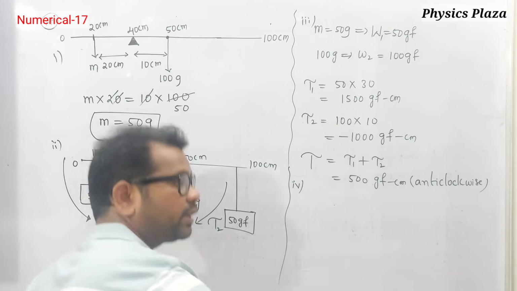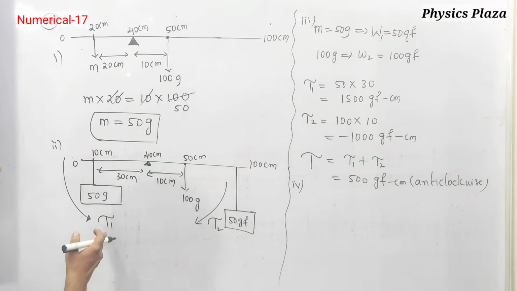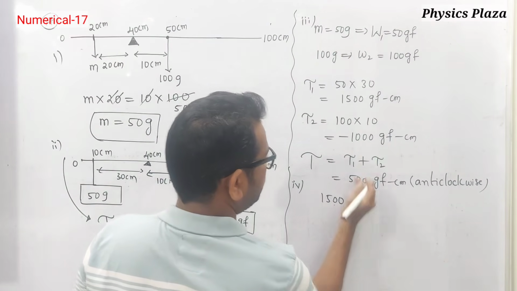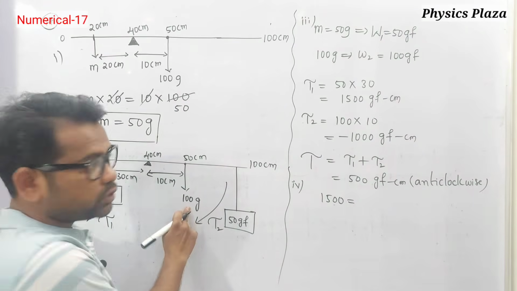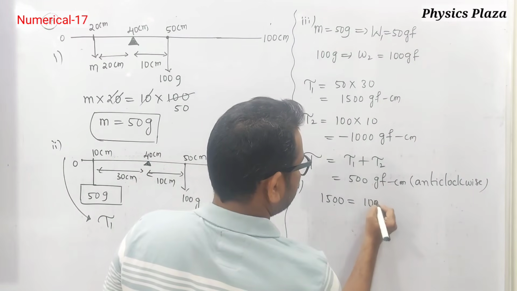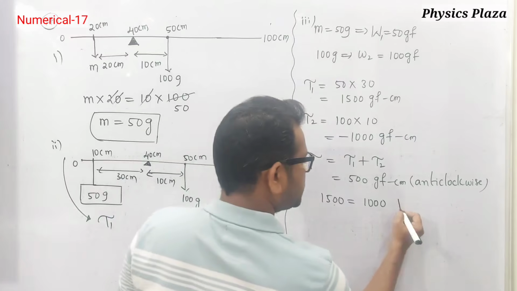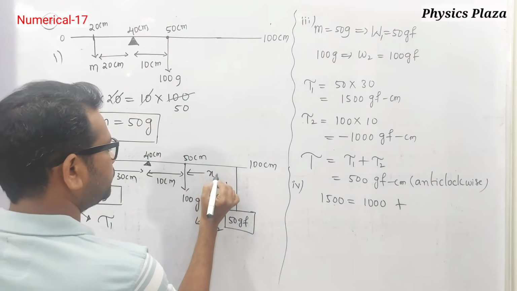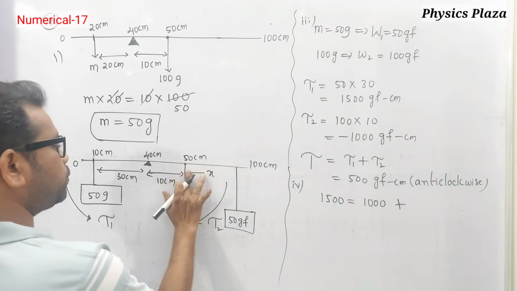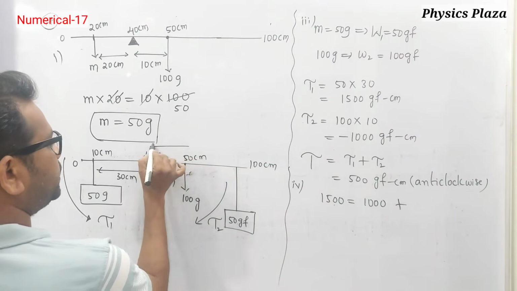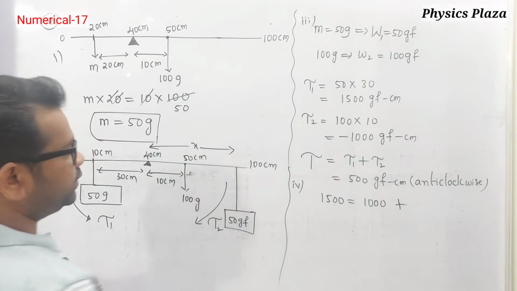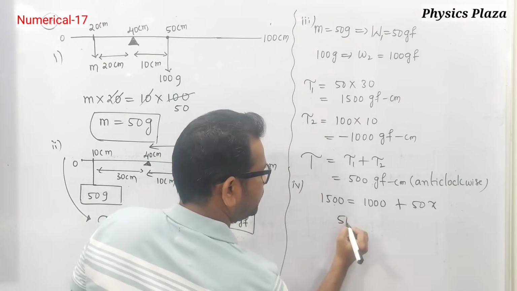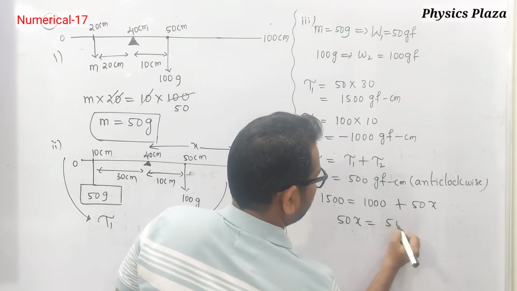Sum of anti-clockwise moments is equal to sum of the clockwise moments. So the anti-clockwise moments we already calculated, that is 1500. That is 1500 is equal to, due to this 100 gram force weight we already got 1000, plus now this 50 gram force, at a distance, let us say x, from the pivot point. So that is 50x. So children, 50x is equal to 500.